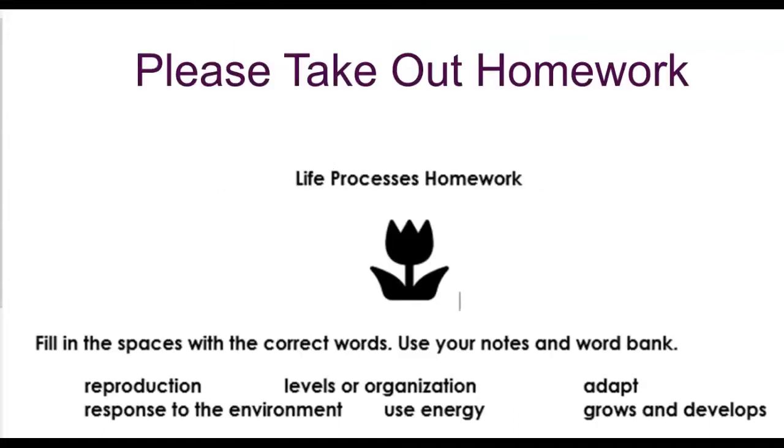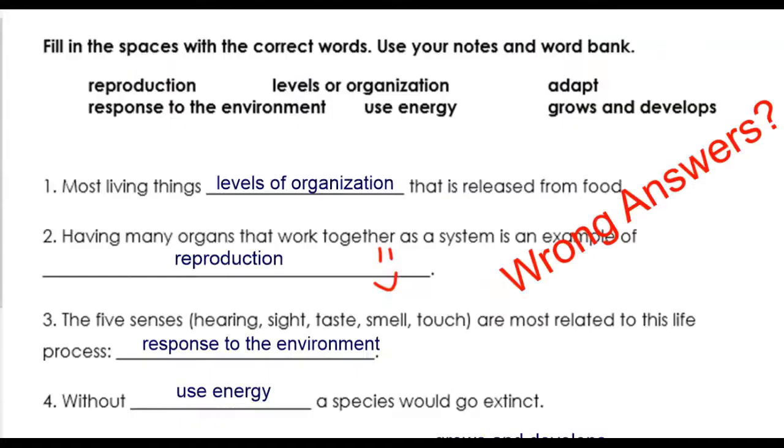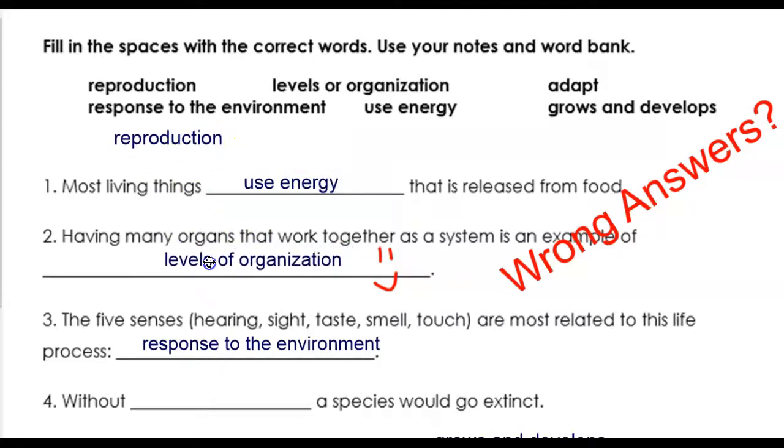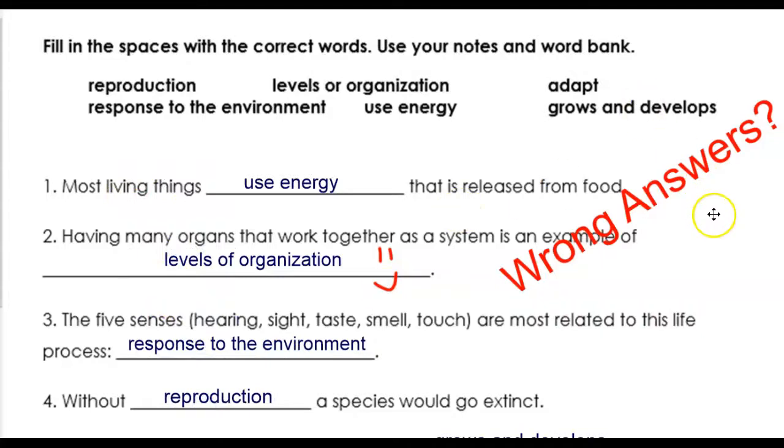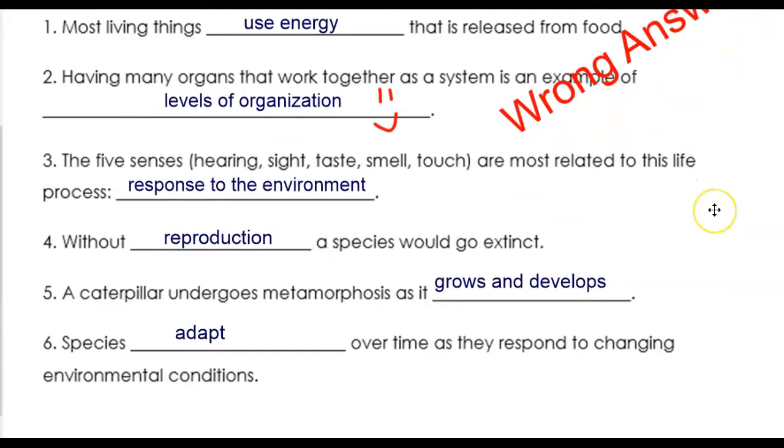Let's review the life processes. We have this in our packet. It's also something you've done in Schoology. Let's take a look and fill in the spaces with the correct words. Which ones make the most sense? Some of these are in the wrong spot. Levels of organization does not go here. Living things use energy released from food. Living things having organs that work together is what we just talked about, what fire is missing. The five senses is how you respond to the environment. And without reproduction, species go extinct. Caterpillars can metamorphosize as they grow and develop, and species adapt over time to respond to changing environmental conditions.